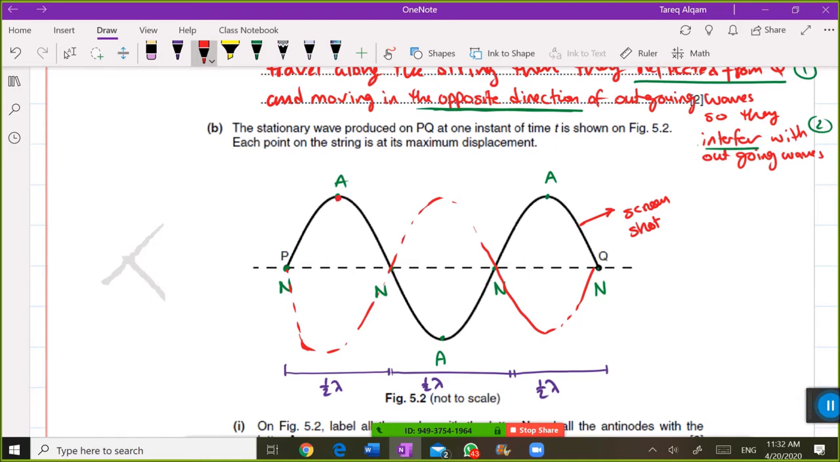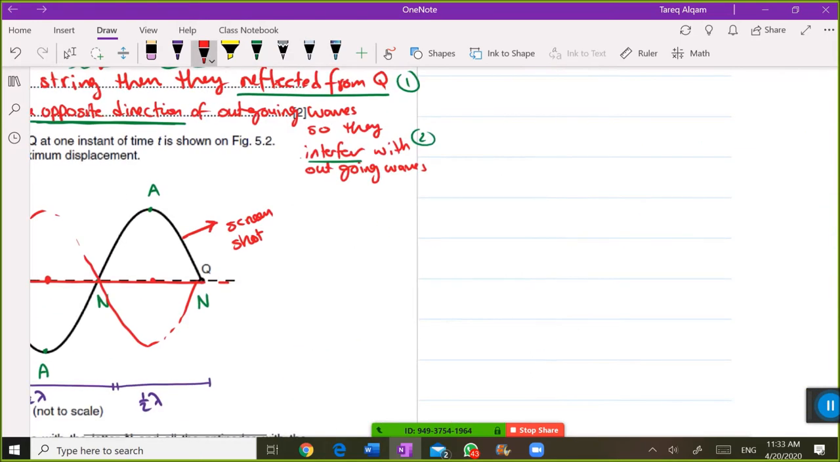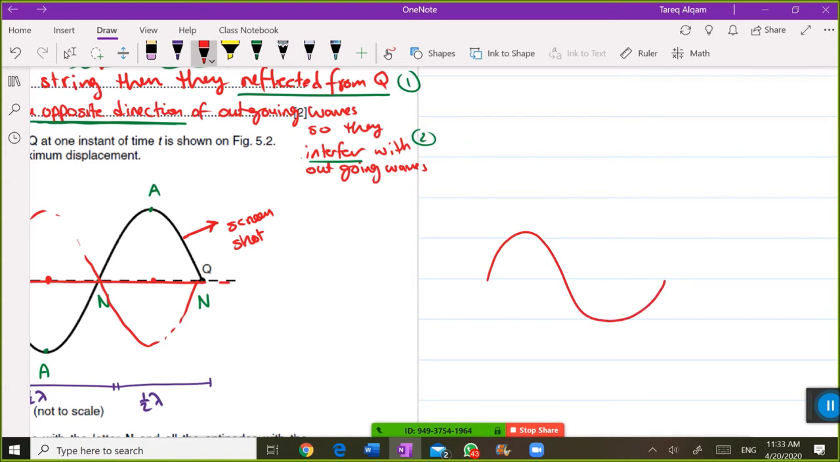If I consider this point, after a quarter period, this point becomes here. So why is it here? Actually, if I take a screenshot of the string at this specific time, what will it be? It will be a straight line. It will be a straight line. Any question, guys? If you remember, if I compare this with, let's say, progressive waves, if I want to compare this with progressive waves.